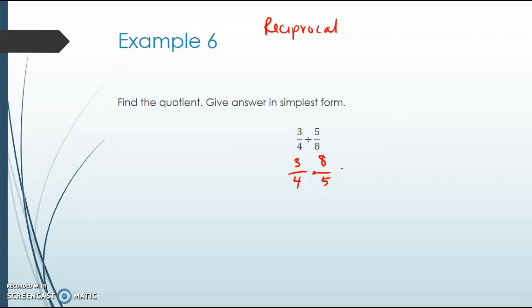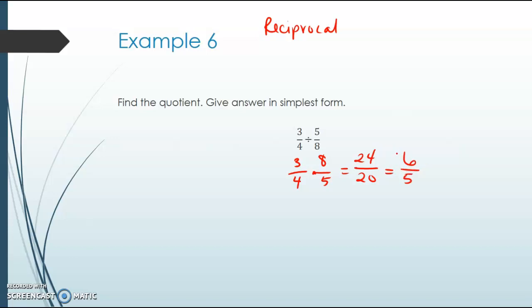So we're going to do 3 times 8, which is 24, and 4 times 5, which is 20. And then what goes into both 24 and 20? 4 does, and we're left with 6/5.